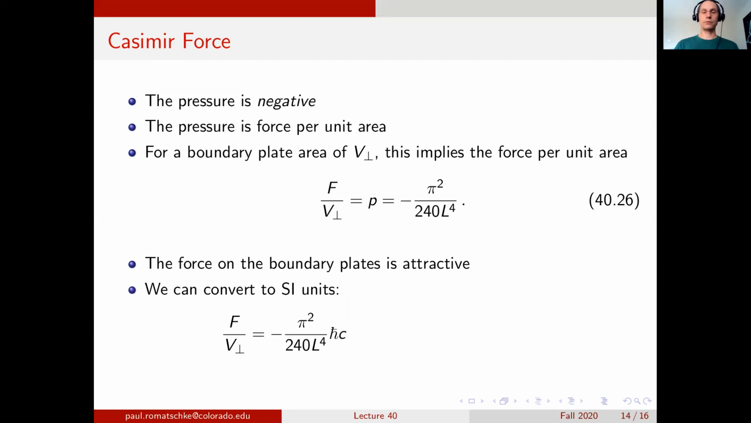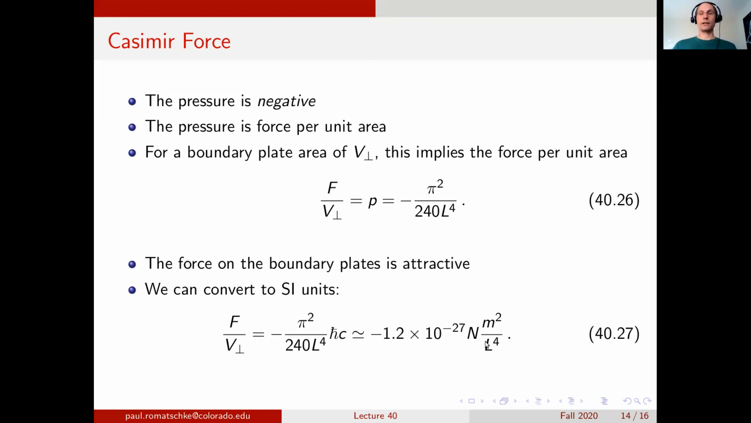We can, of course, put in real SI units. The force per unit area in SI units just has to carry an h bar c in here, and we can plug in the numbers and find that the force per unit area is about 1 times 10 to the minus 7 Newton meter squared per L to the 4, where L again is the separation between the plates. And from this, you can see that if, for instance, the transverse area of the plates is of order the separation of the plates squared, then we have something that goes like m squared over L squared. So this force will be very small unless the distance of the plates is tiny.